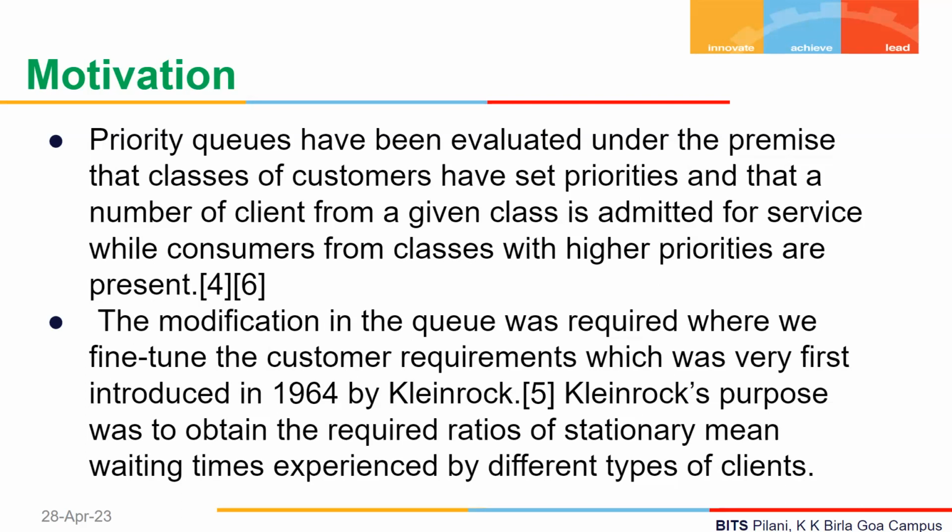But a modification in the queue was required, where the fine tuning of customer requirements was first introduced by Kleinrock in 1964 itself. Kleinrock's purpose was to obtain the required ratios of the stationary mean waiting times, so that the customer's experience should be very good. We have also done experimental analysis on several ratio sets with respect to tasks and several ratio sets with respect to resources, like how many resources are required for a particular set of tasks. These things have all been considered in this paper.